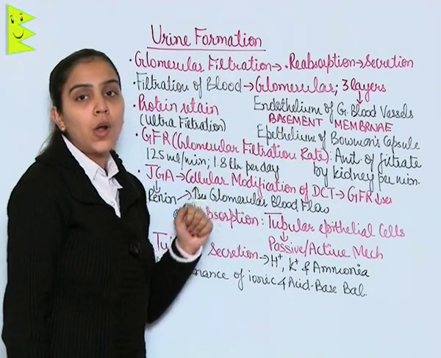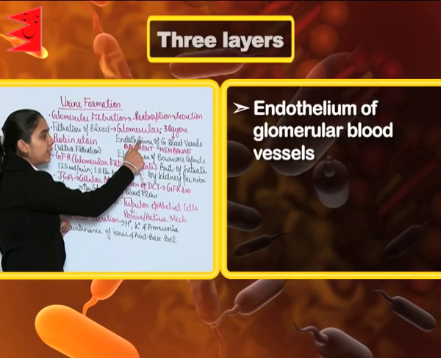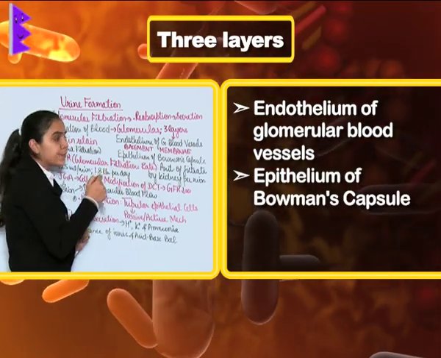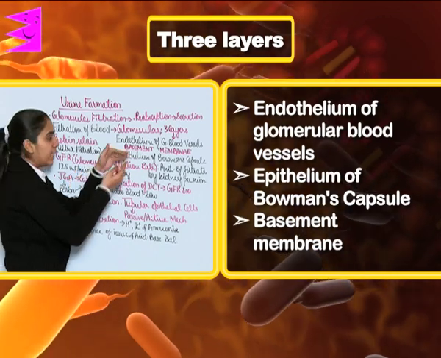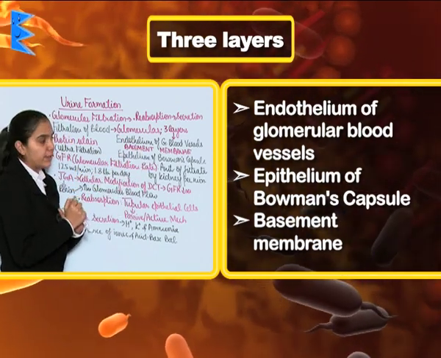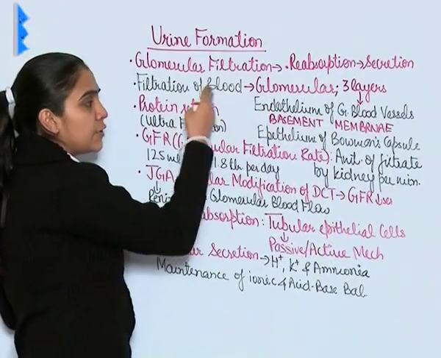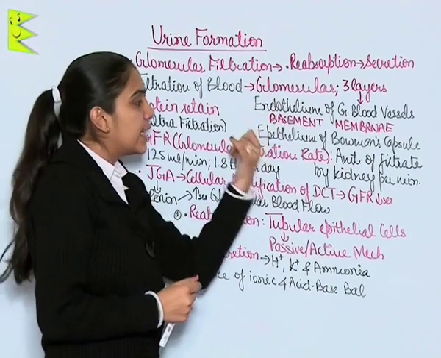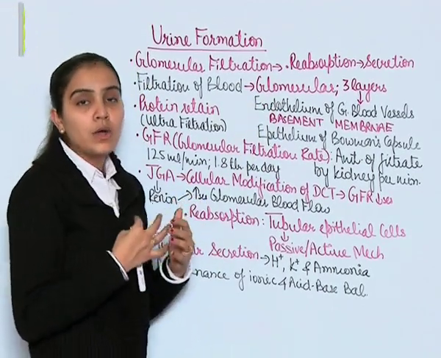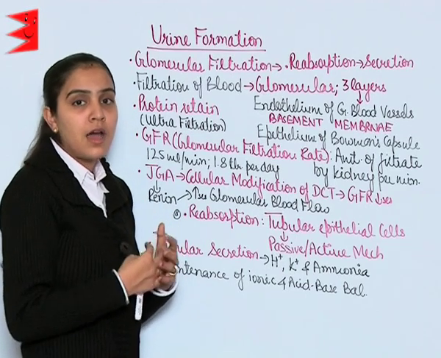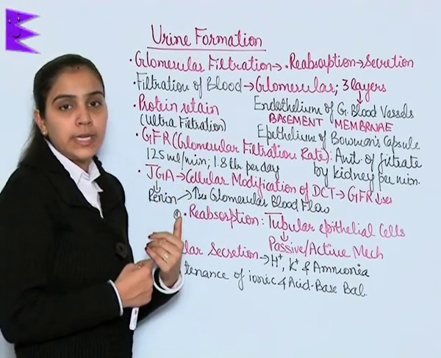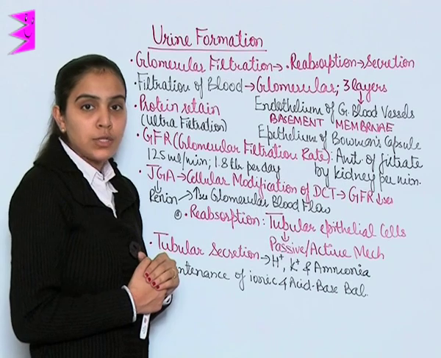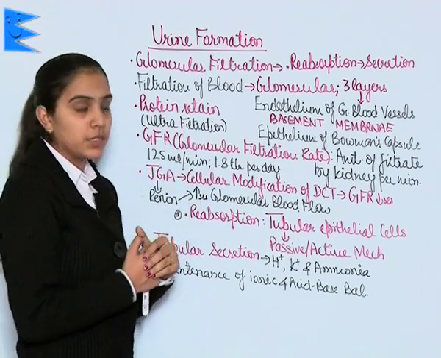The 3 layers involved in the filtration are the endothelium of glomerular blood vessels, the epithelium of Bowman's capsule, and a basement membrane which is between these 2 membranes. This filtration is also known as ultrafiltration because when it occurs, all the constituents of the plasma are filtered except for protein. Only protein is retained. That's why this filtration is also known as ultrafiltration.